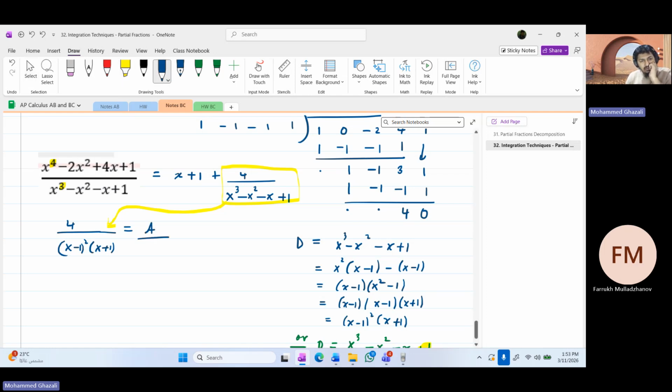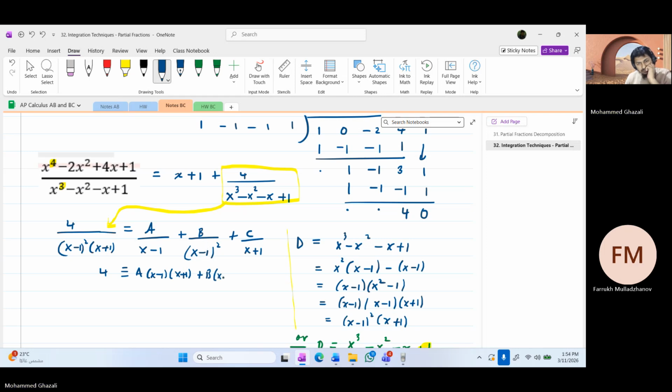So the rule is a over x minus 1 plus b over x minus 1 squared, because it is repeated, plus c over x plus 1. Now, let's simplify. That's going to give me 4 is identical to a into x minus 1, x plus 1, plus b into x plus 1, plus c into x minus 1 squared, since the other factors cancel out.